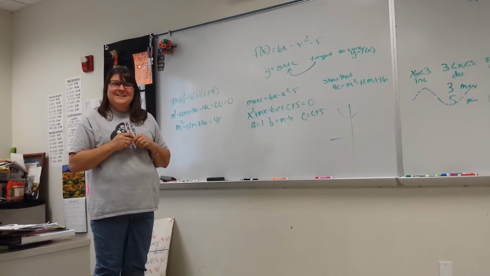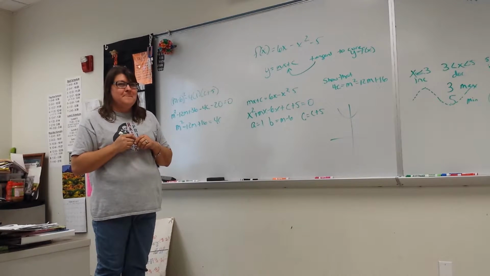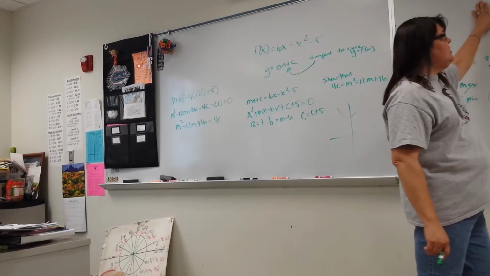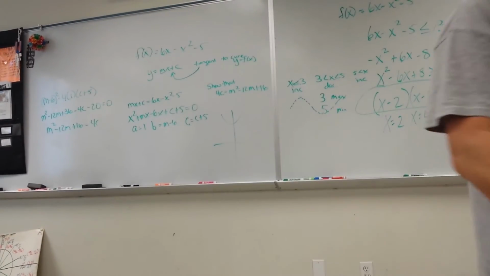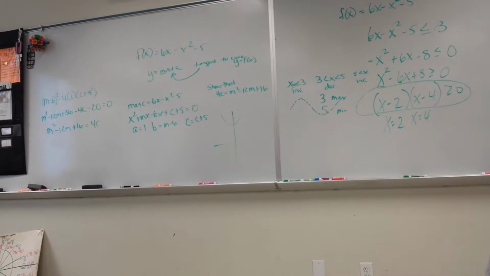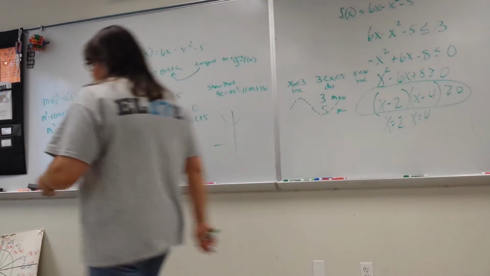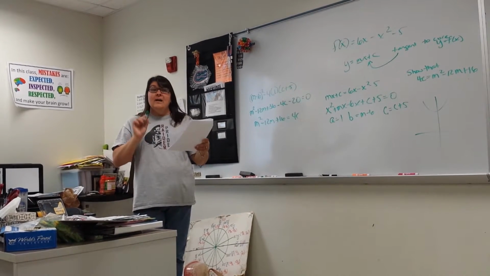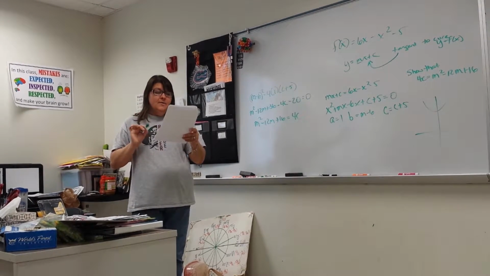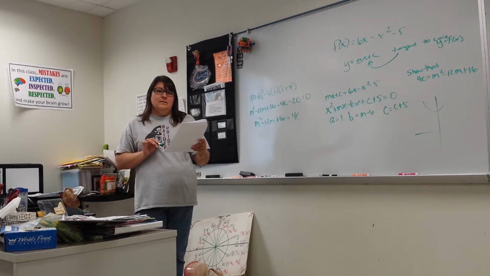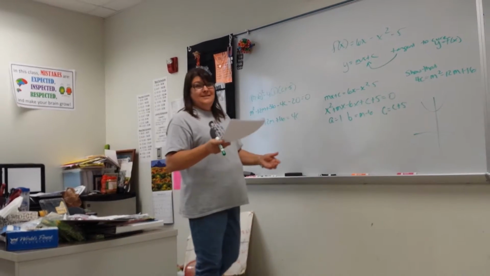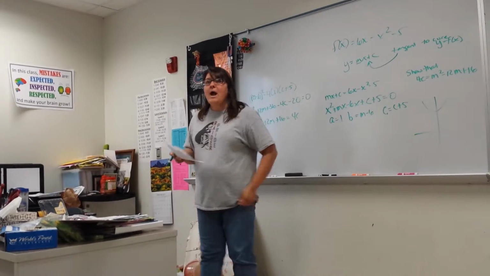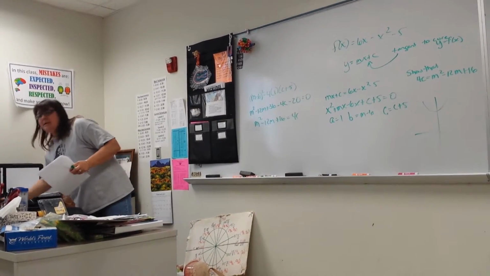So what are they asking on this one? You have to read it. Find the set of values of x for which f of x is less than or equal to 3. Okay. That's all it says. That's it. They're not telling you to show that they meet once, show that they meet twice. They don't tell you that.